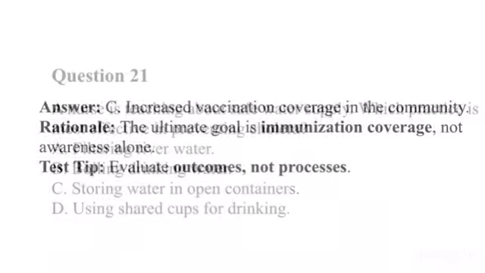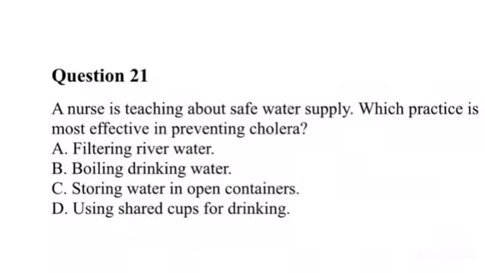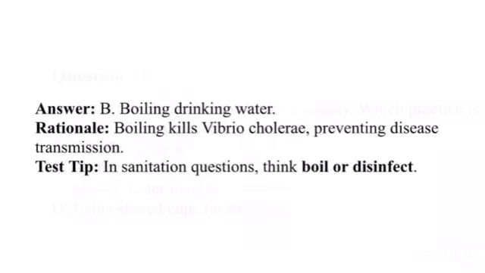Question 21. A nurse is teaching about safe water supply. Which practice is most effective in preventing cholera? A. Filtering river water. B. Boiling drinking water. C. Storing water in open containers. D. Using shared cups for drinking. Answer: B. Boiling drinking water. Rationale: boiling kills Vibrio cholerae, preventing disease transmission. Test tip: in sanitation questions, think boil or disinfect.